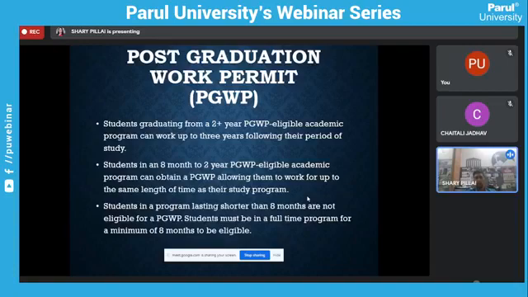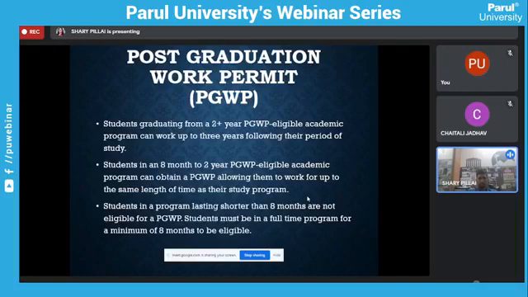For example, if you are studying a 1 year program, you will get a 1 year post graduation work permit. If you are studying a 1.5 year program, there are programs which are 1.5 years, so you will get a 1.5 year post study work permit. Okay, students in a program lasting shorter than 8 months are not eligible for a post study work permit, right? A student must be in a full-time program for a minimum of 8 months to be eligible.